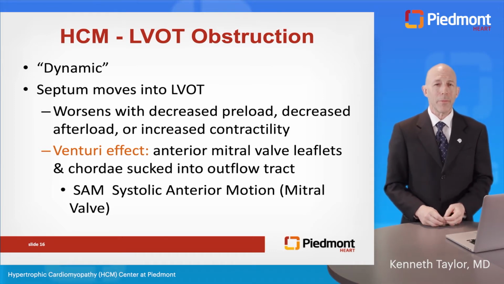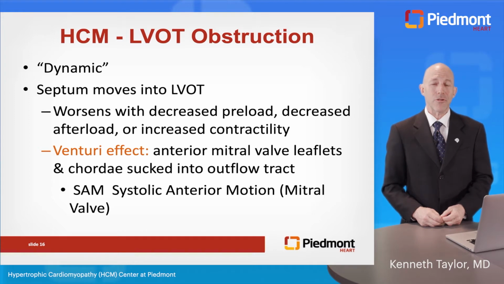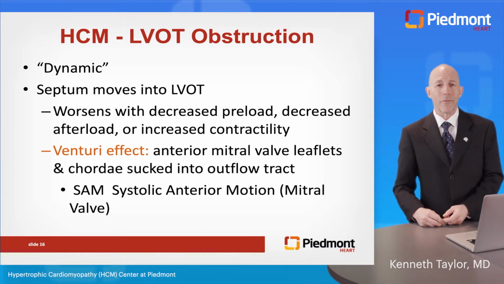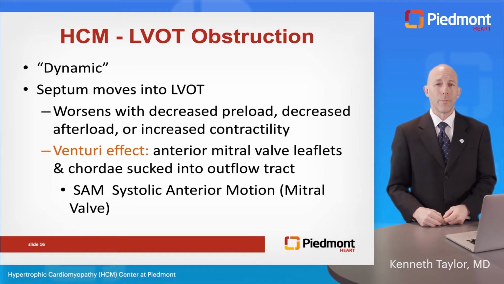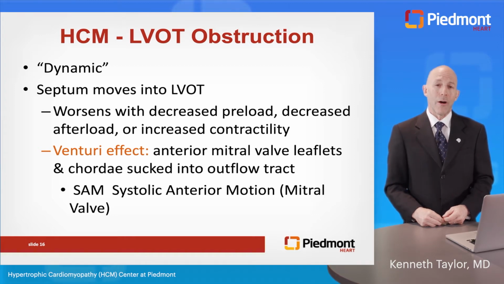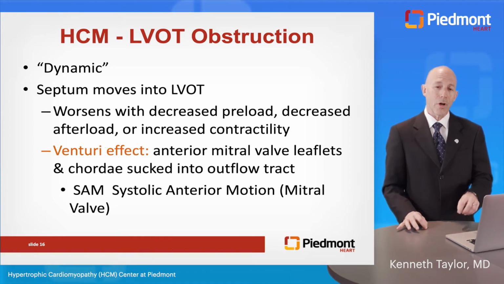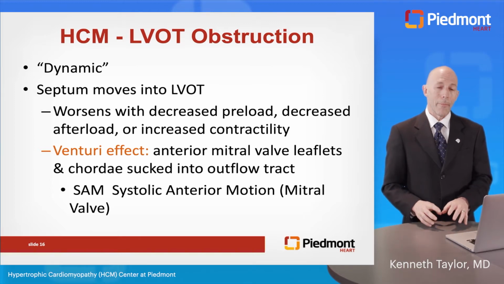The septum of the heart is eccentrically thickened, and during systole, it moves into the outflow tract, which is the area of the heart where blood is trying to get out of the ventricle. By moving into this space, it creates an obstruction or a narrowing, which accelerates blood and creates a pressure differential between inside of the heart and outside of the heart.